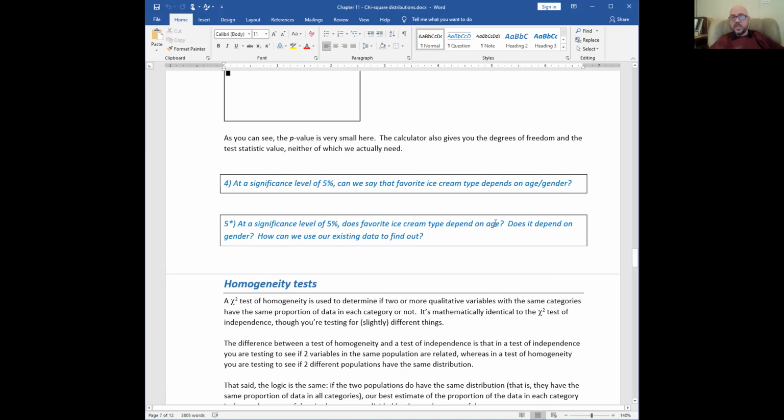it turns out that according to this data, it will depend on age and not on gender. So in other words, the kids like different kinds of ice cream than the adults do, but the males and females exhibit no particular correspondence. There's no particular relationship between gender and favorite ice cream type. So if you actually do those tests, those are the answers you should get.